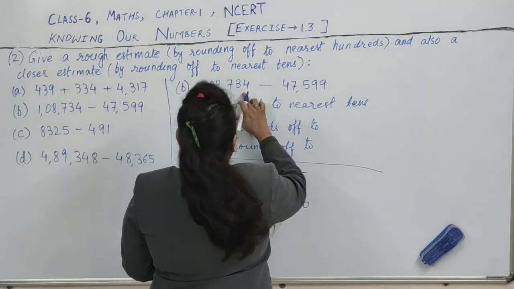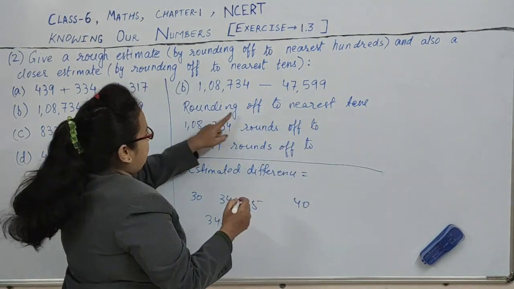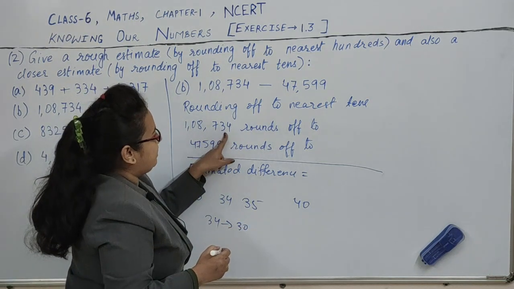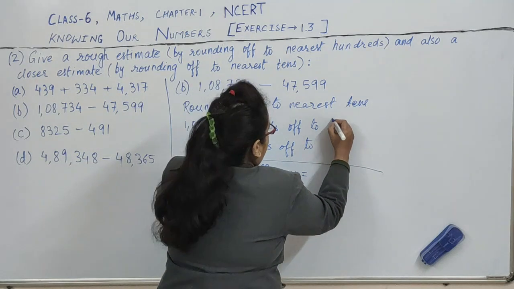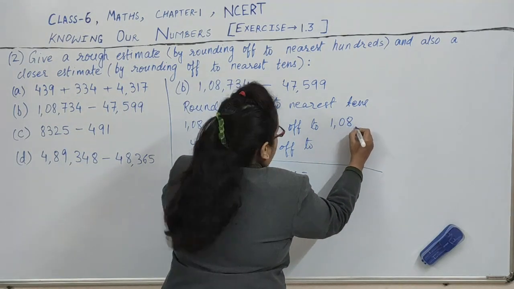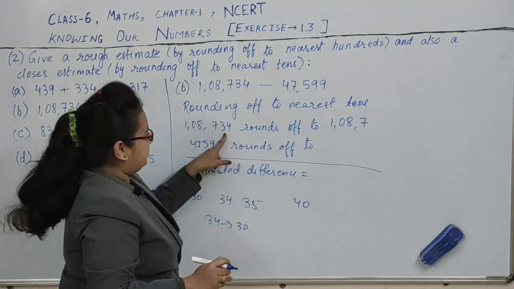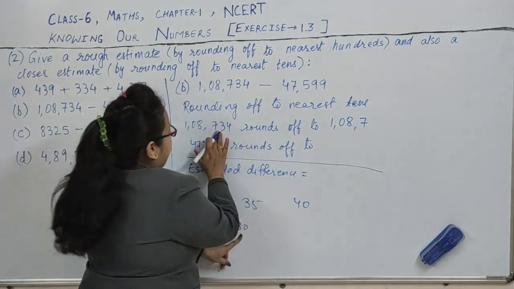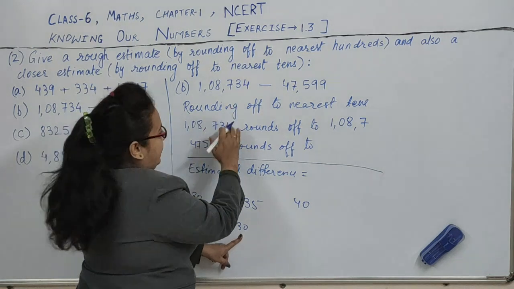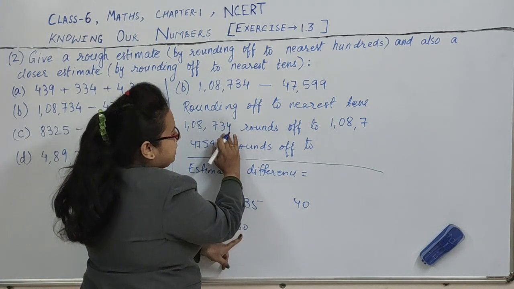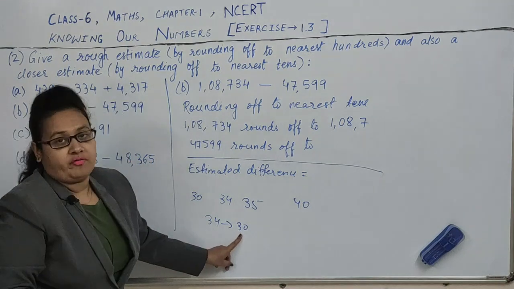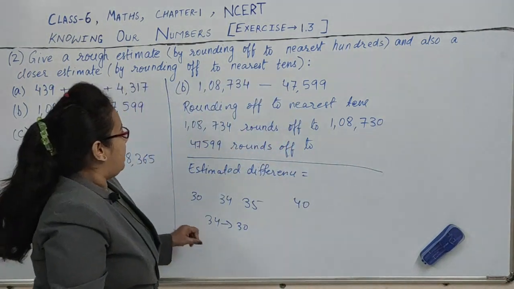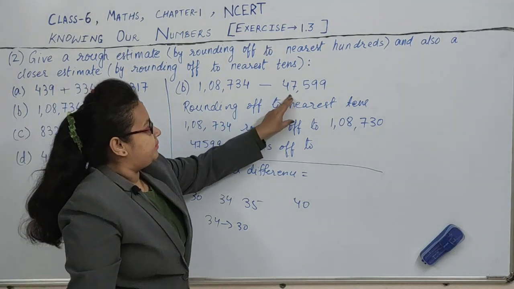So what will it be? Now rounding off to the nearest tens, 1,08,734 rounds off to 1,08,730, because this 34 is rounded off to 30. So up to 7 we will write the number as it is, and these 2 digits we will write the rounded off number. The rounded off number is 30.